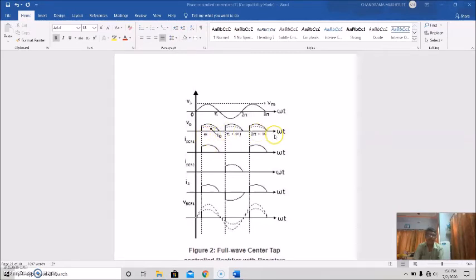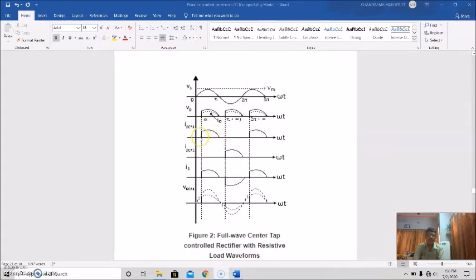Clear? Now this is the current through thyristor 1, or SCR 1, since during the positive half, thyristor 1 is getting fired. So this will be the current through thyristor 1. For the negative half, this thyristor will not conduct, and in that case, as in center tap, thyristor 2 will be fired, and this will be the load current, or the thyristor current through thyristor 2.